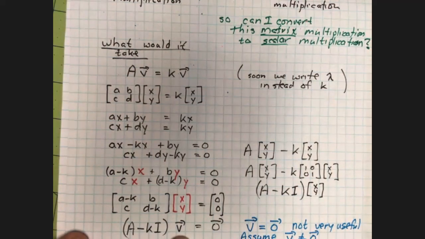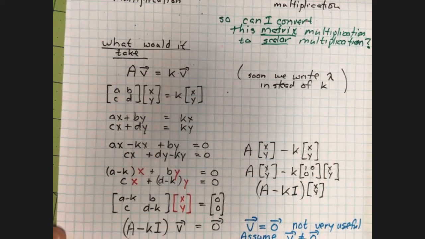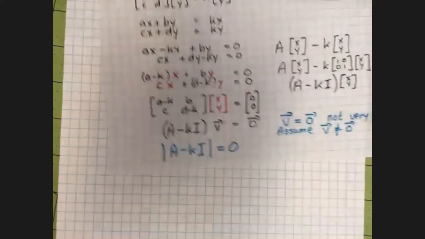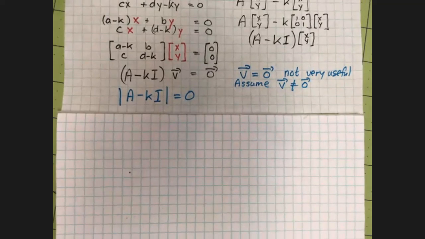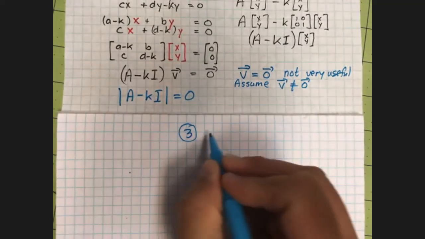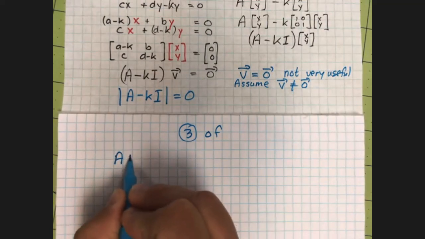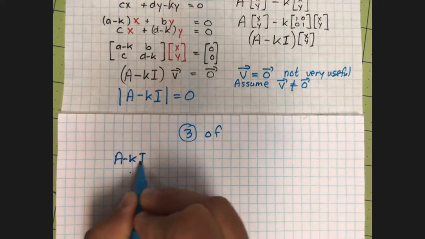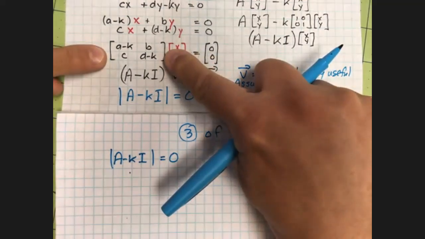I want to find out what's happening right here. That means the determinant of A minus kI has to be zero. I use the absolute value bars for a determinant. Sorry, slide up the paper. Let's take this to the next sheet of paper. This is sheet number 3. So let's look at A minus kI determinant equals 0. And remember, A minus kI is right up here.